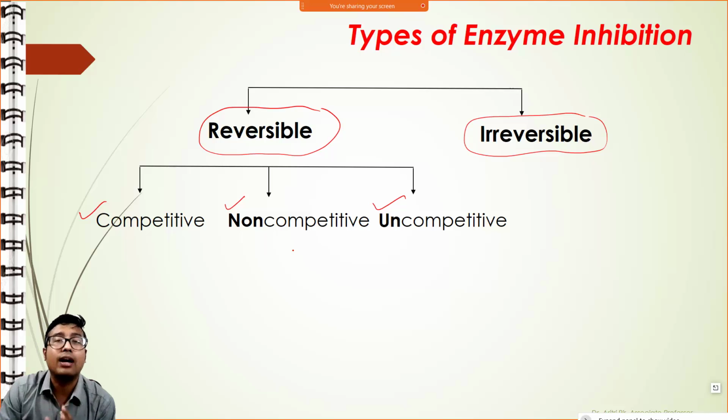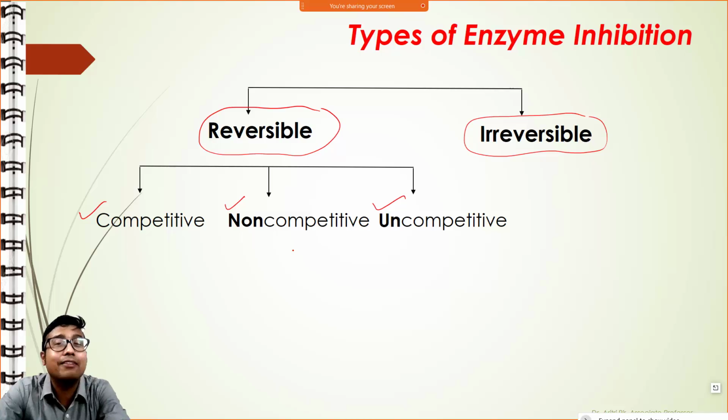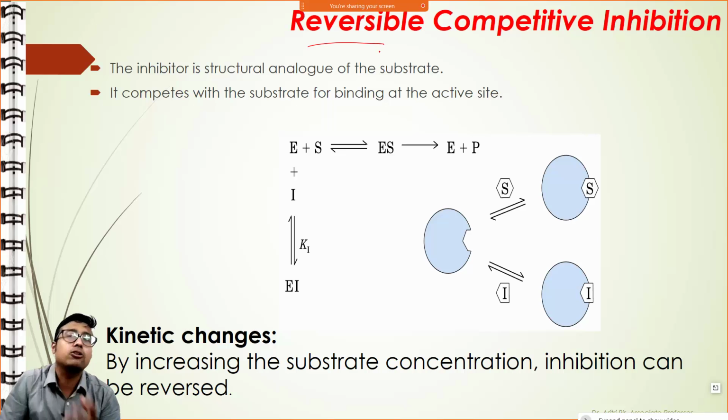Competitive, non-competitive, uncompetitive, all three belong to the reversible category. Fine. So now, wherever you are telling competitive, it is reversible competitive inhibition. There is nothing called irreversible. I am just emphasizing this because it belongs to the reversible category.